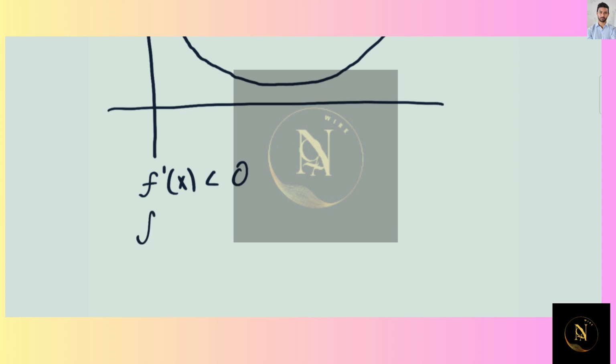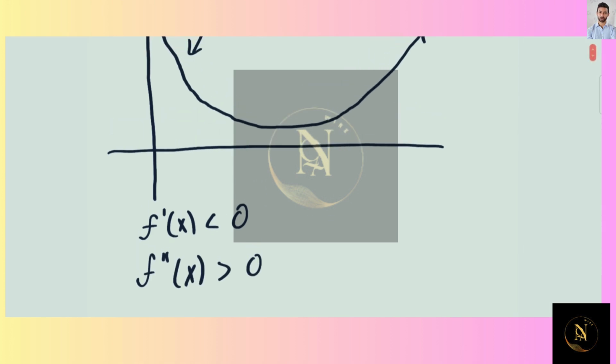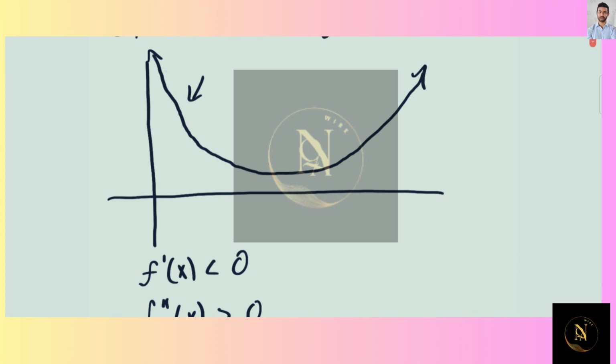Our second derivative is actually going to be positive. And the reason for this is because we're concave up at this point where we're decreasing less and less. If we were decreasing more and more, we would be concave down.